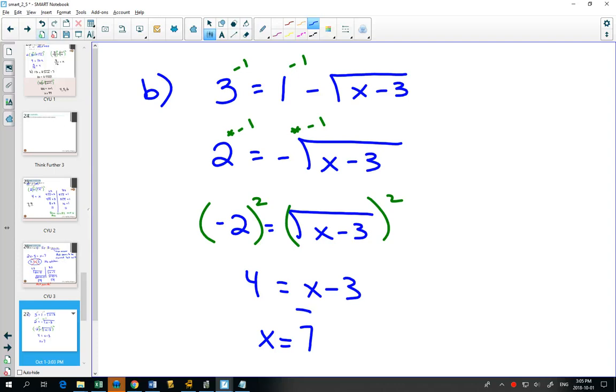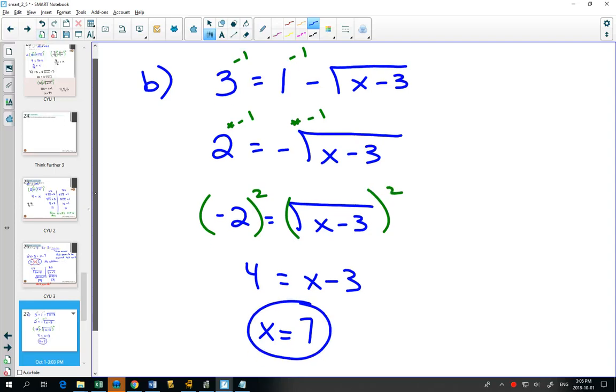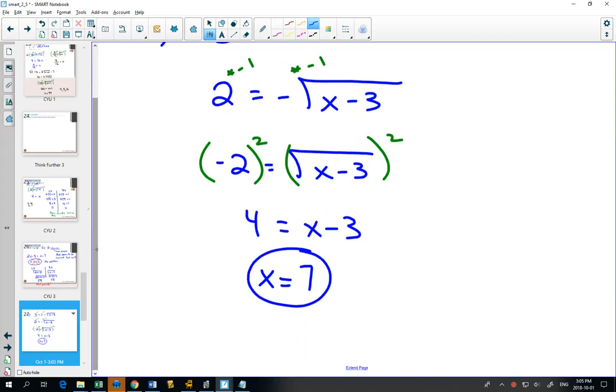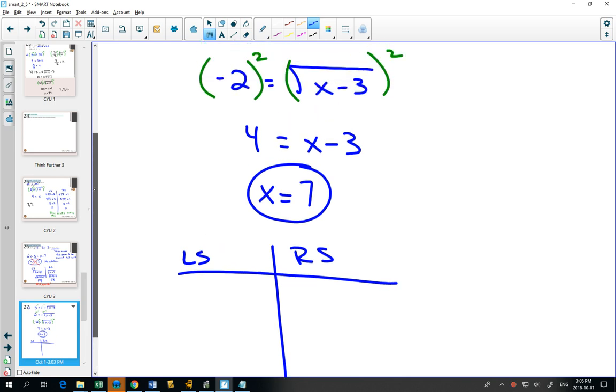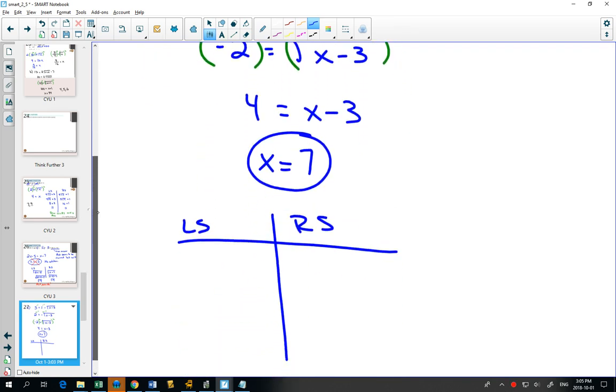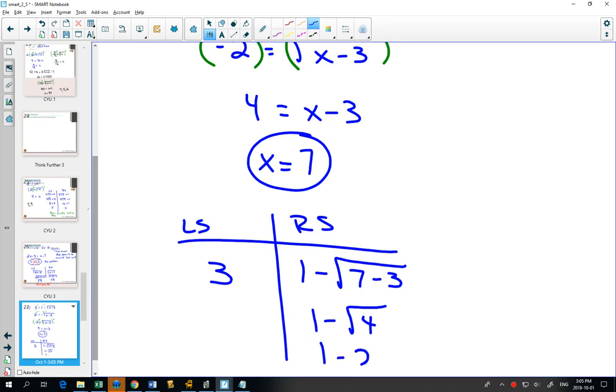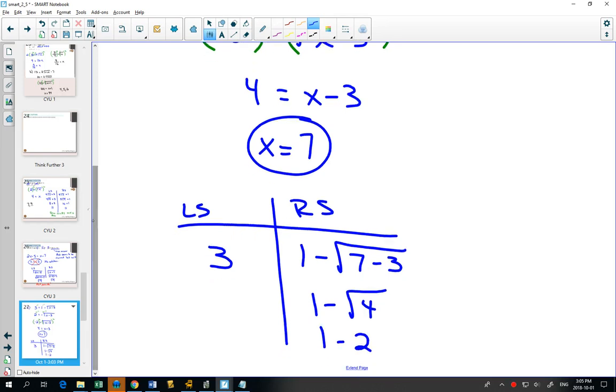So this appears to be our answer, but because it's a square root question, we verify what we had on the left side and what we had on the right side. The left side of this equation originally was just 3. No math needed to be done. On the right side, we had 1 minus the square root of 7 minus 3. What is the square root of 7 minus 3? 4. What's the square root of 4? 2. 1 minus 2. What's 1 minus 2? -1.